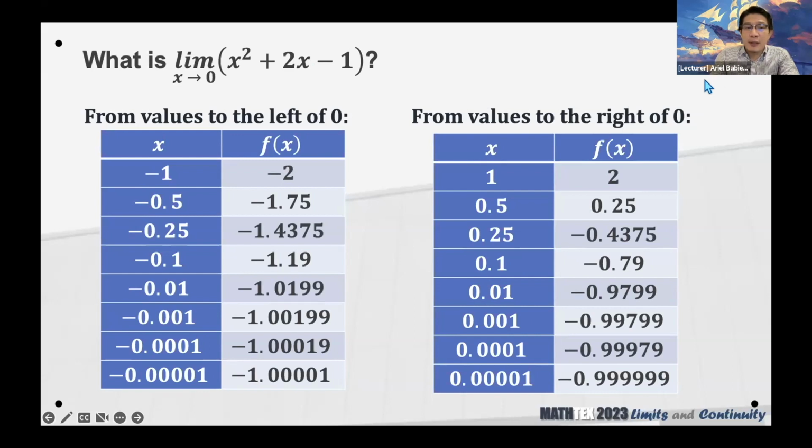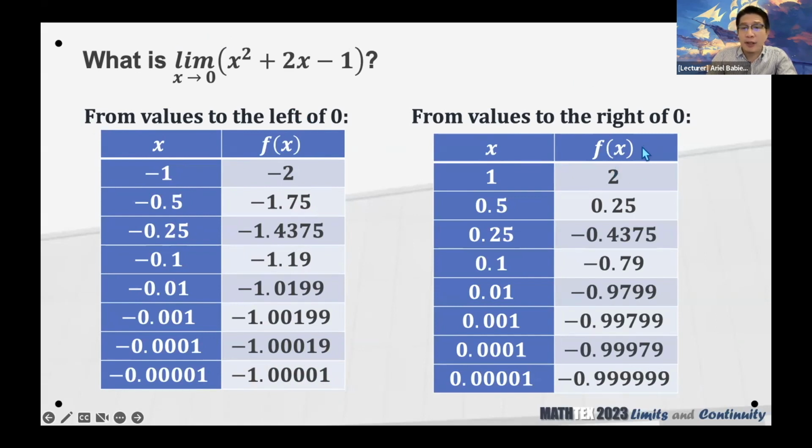Okay? You look at the values of x from the left of 0, and you look at the corresponding function values: -2, -1.75, -1.375, and so on and so forth. You look at x as it approaches 0 from the left, and you look at the function values: -1.00019, -1.00001. Okay? There is some behavior. And you can also look at, in a way, the same behavior from the right of 0.